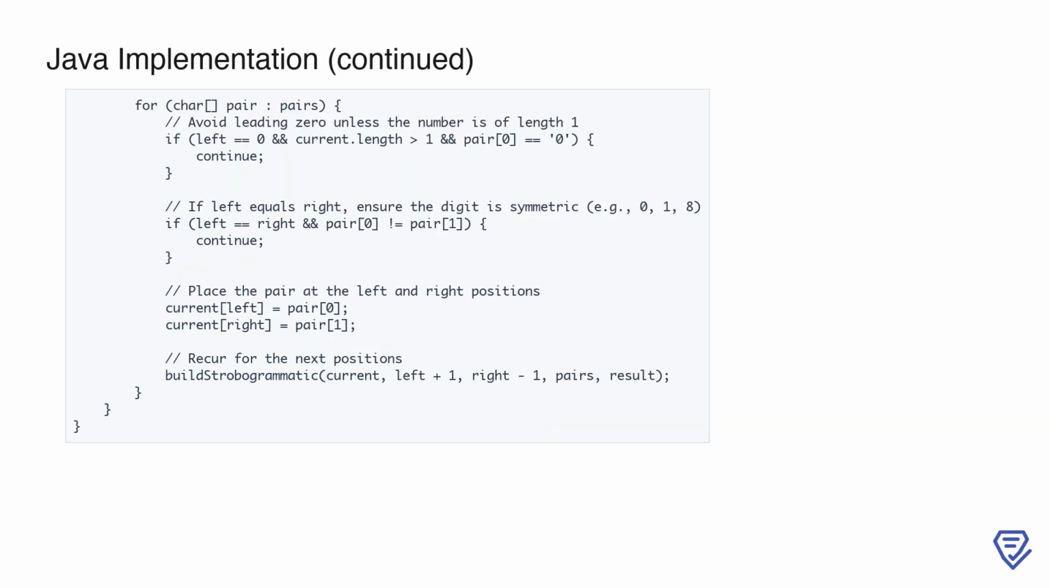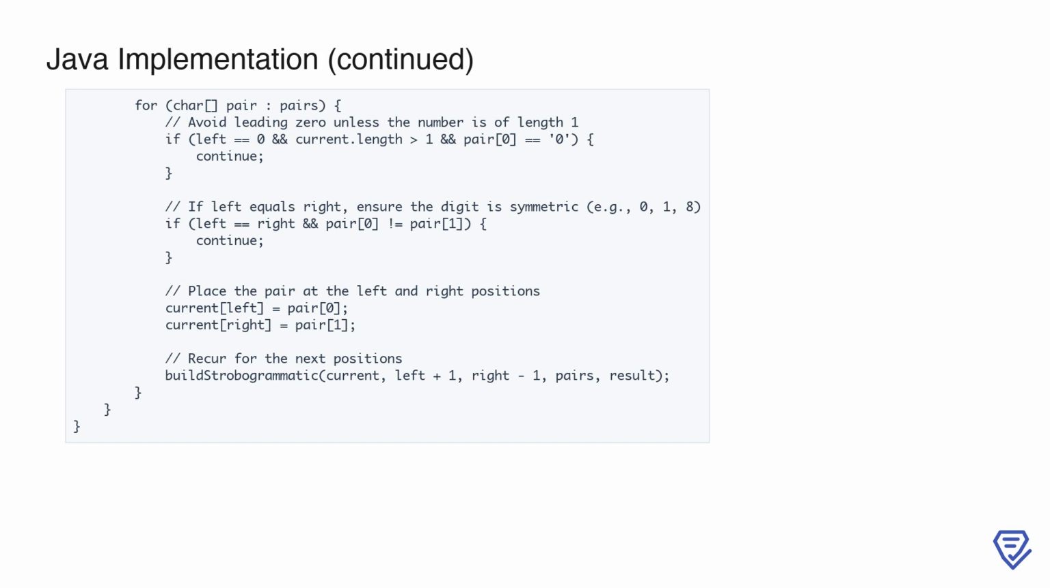Now, inside the buildStrobogrammatic method, we first handle the base case. If the left index exceeds the right index, it means the current number is fully constructed. At this point, we convert the character array into a string and add it to the result list. After handling the base case, we iterate over all valid strobogrammatic digit pairs. While doing this, we ensure the constraints of strobogrammatic numbers are met. For example, we skip pairs where the first digit is 0 if left is at the start of the number and the number length is greater than 1, as this would lead to invalid numbers with leading zeros.